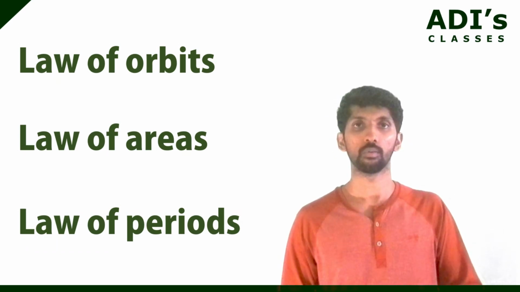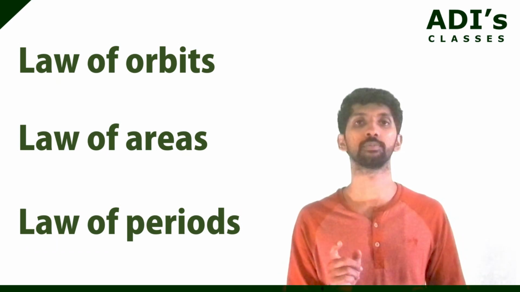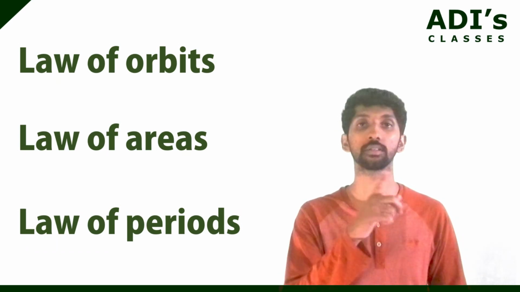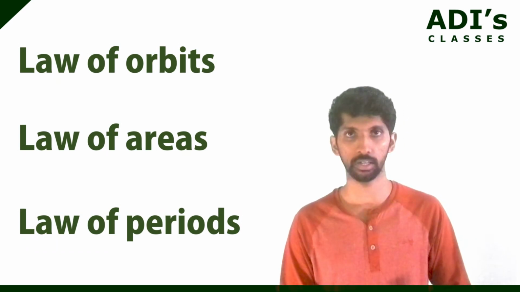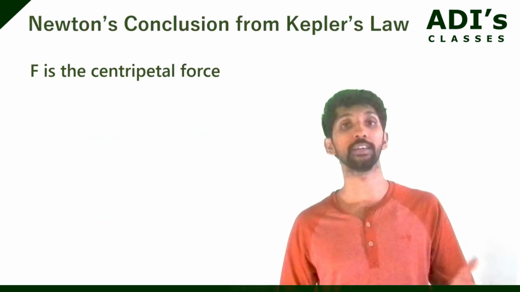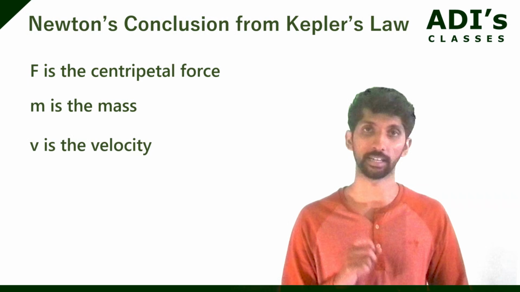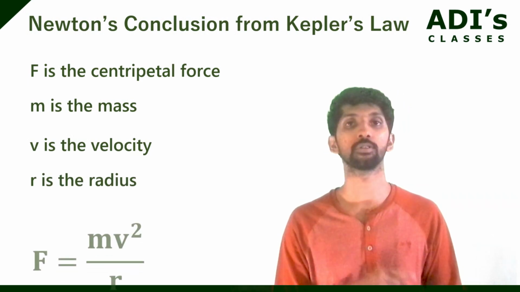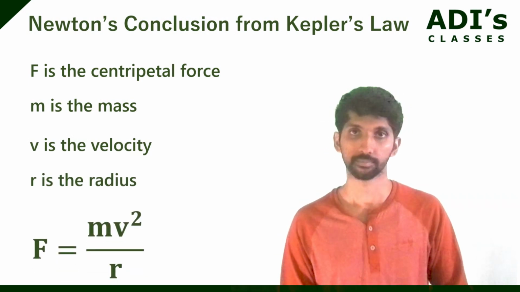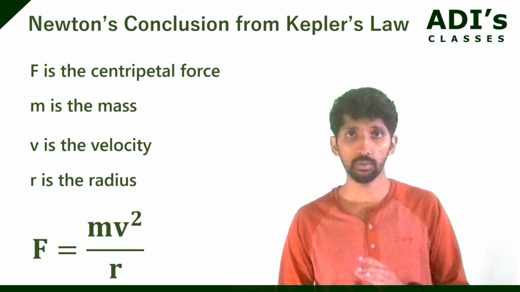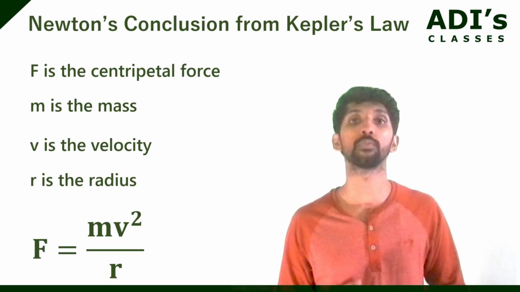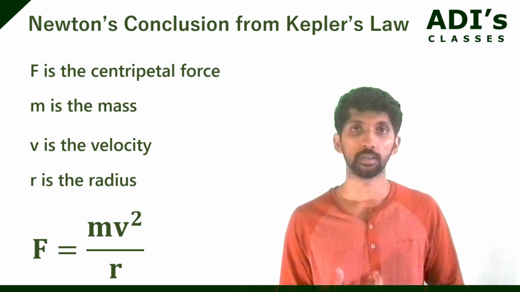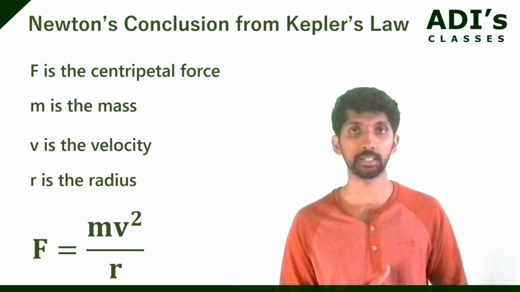Now what we know is, if an object is moving along a circular path, then we have centripetal force. If m is the mass, v is the velocity and r is the radius, then we have F is equal to mv square by r. Correct? Now v is what? The velocity. But what velocity are we talking about? We are talking about the linear velocity.